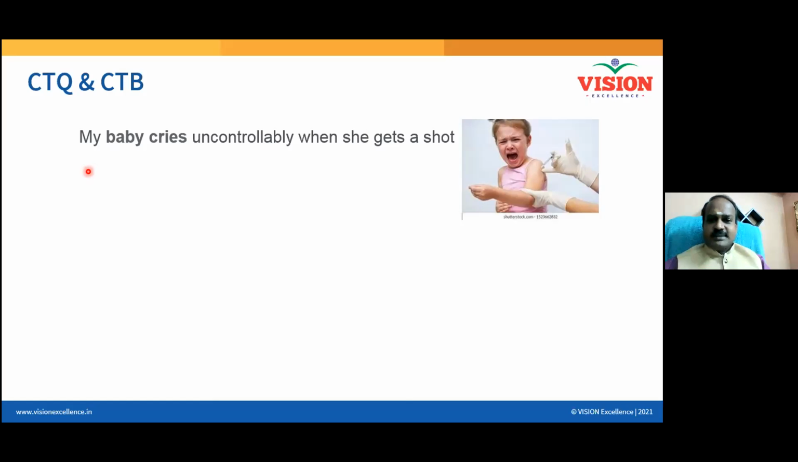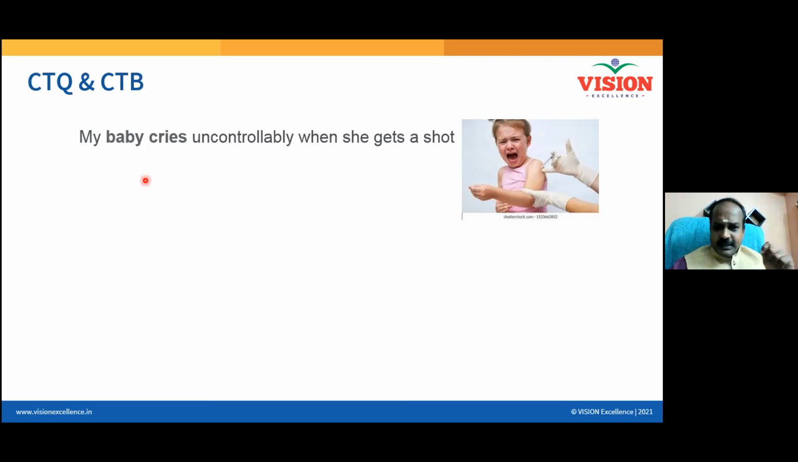Now, what is your understanding about this? What is the problem here? How will you measure the problem now? Or if you want to solve this problem, tell me how will you solve it? The injection pain has to reduce. Means injection has to be done properly. Injection has to be done properly, right?